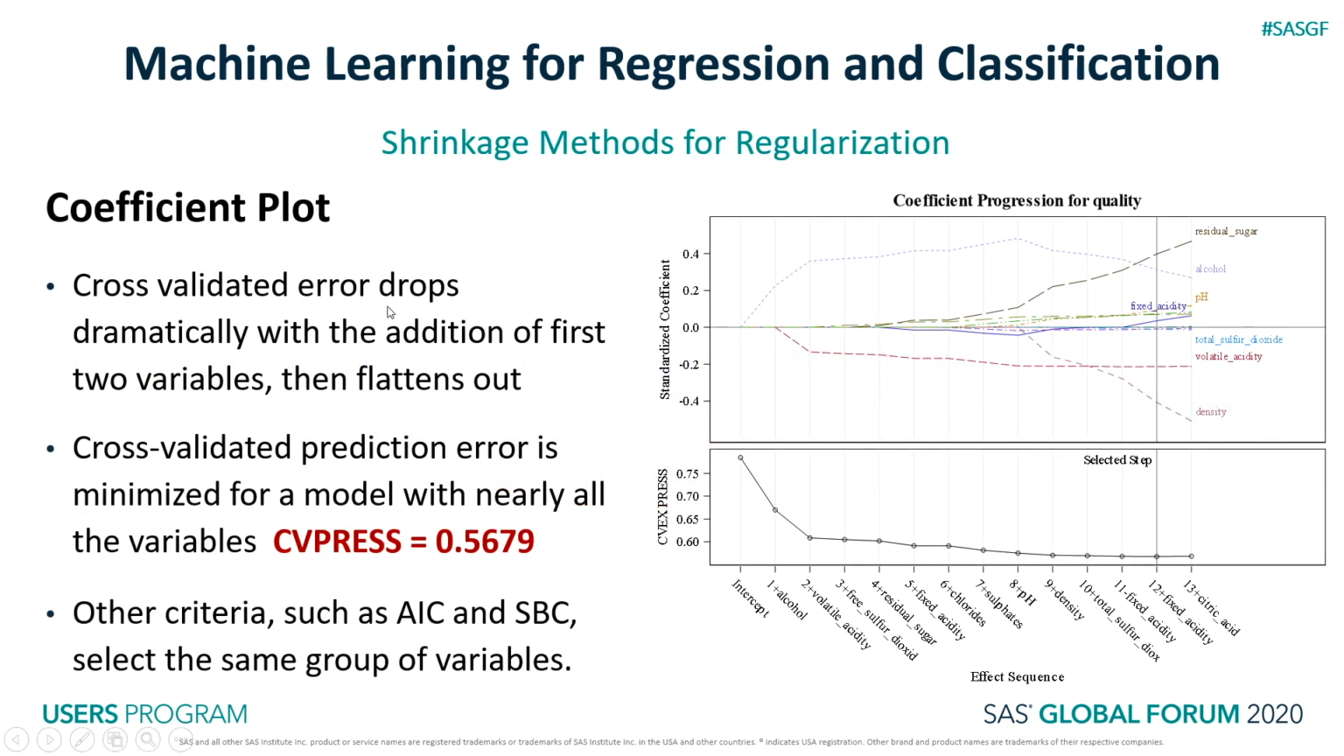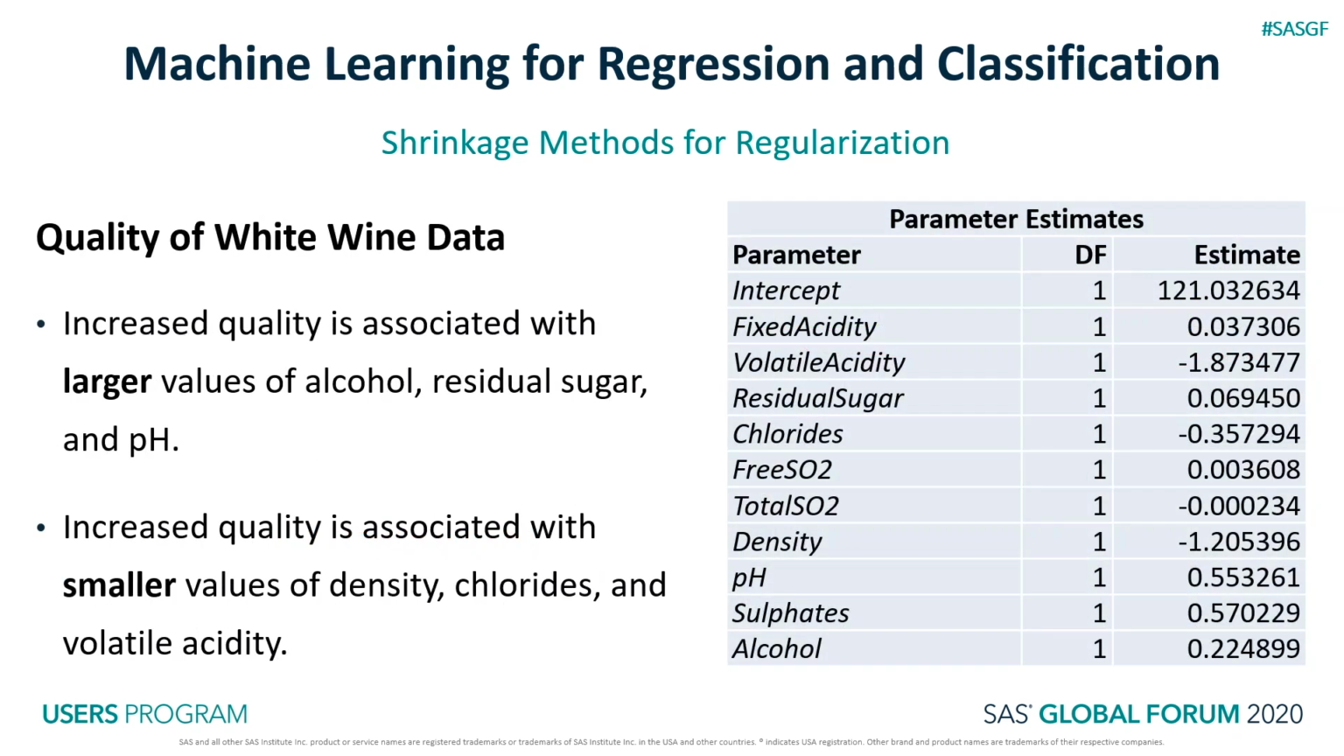So the cross-validated error drops off dramatically with the addition of the first 2 variables. So looking at this bottom plot here, first 2 variables, and then it sort of flattens out. The cross-validated prediction error is minimized for a model with nearly all of the variables, so 12 of the 13 variables, only citric acid is not in there. If you were to use other criteria such as AIC and SBC, you would get the same group of variables. So this is a data set where there are lots of observations. It seems like you need most of the variables. And if I were to show you the correlation matrix for the predictor variables, you would see that there's not really any strong evidence of pairwise collinearity.